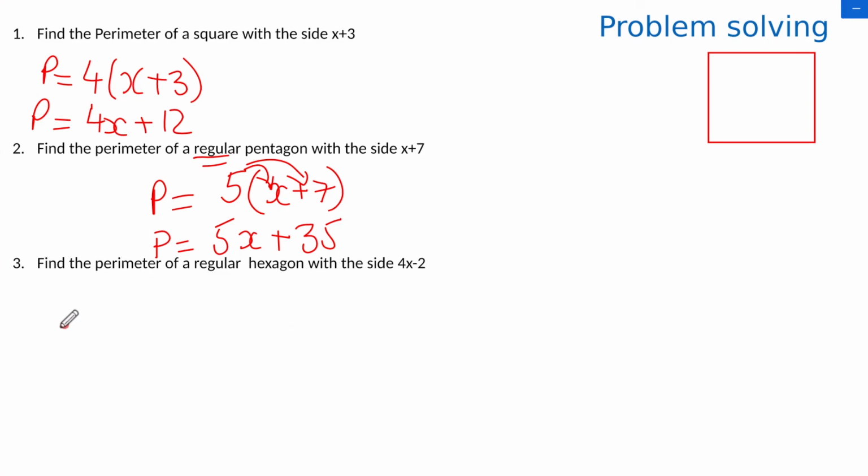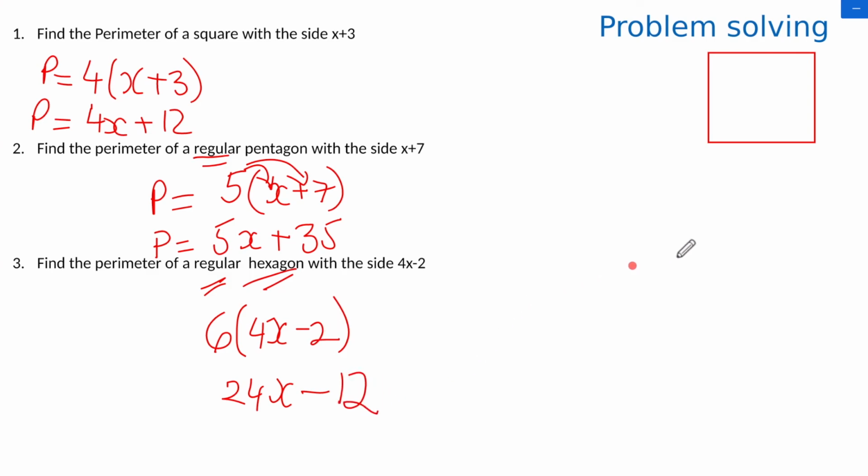And the last bit is find the perimeter of a regular hexagon with the side 4x minus 2. And a regular hexagon has 6 sides and they're all equal. Okay, that's what hexagon means. 6, and regular means they're all equal to each other. So we can do 4x minus 2. So we do 6 times 4, 24x. We copy the minus, and 6 times 2 is 12.